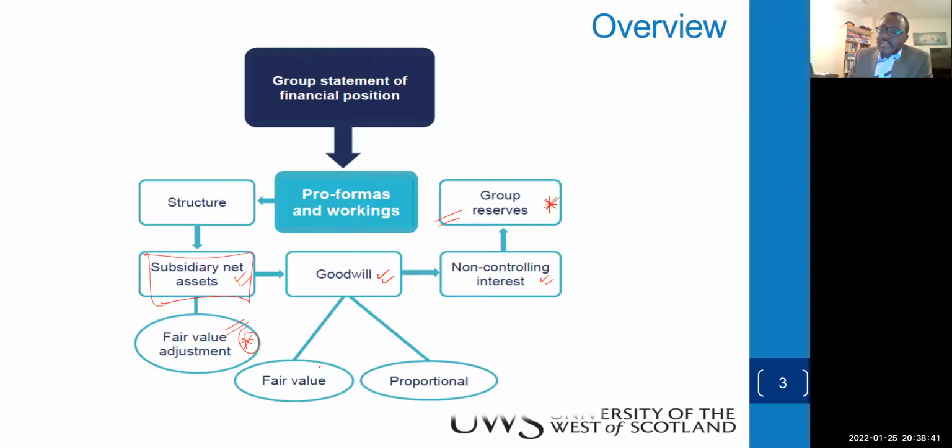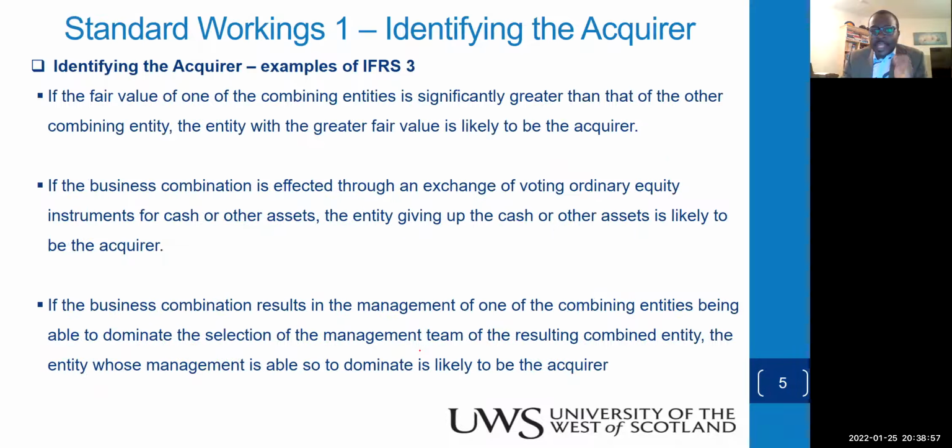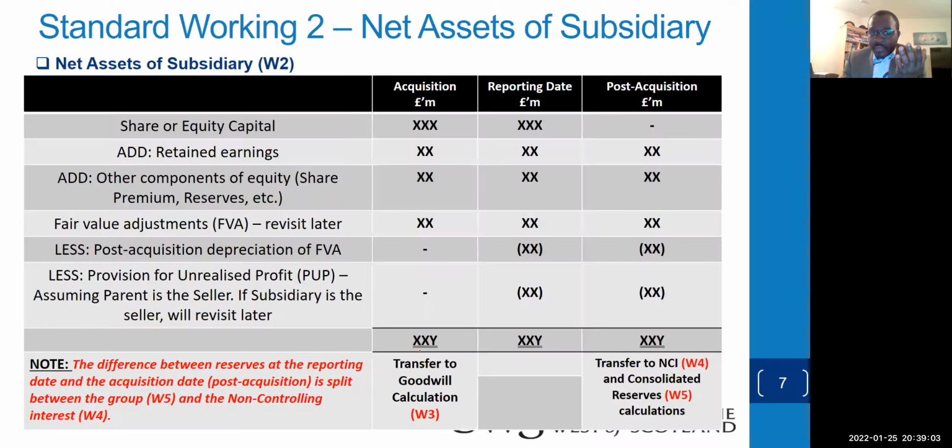Goodwill at fair value, at proportionate value. We've looked at an example of how to calculate this. So, quickly running through the basic mechanics, the five standard workings, in no particular order: establish the group structure, identify the acquirer, and determine the purchase price and the acquisition date, very important.